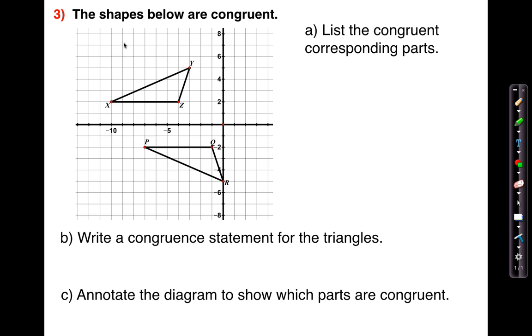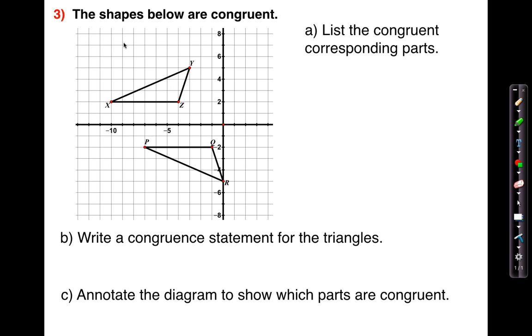Okay, so let's see how well we did. First, let's quickly read over the instructions. What are they asking us to do? A, it says to list the congruent corresponding parts. B, write a congruent statement for the triangles. And C, annotate the diagram to show which parts are congruent.